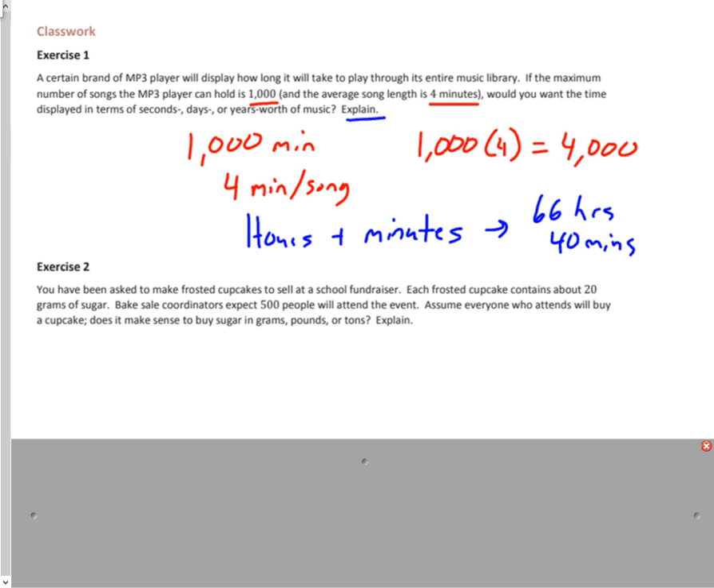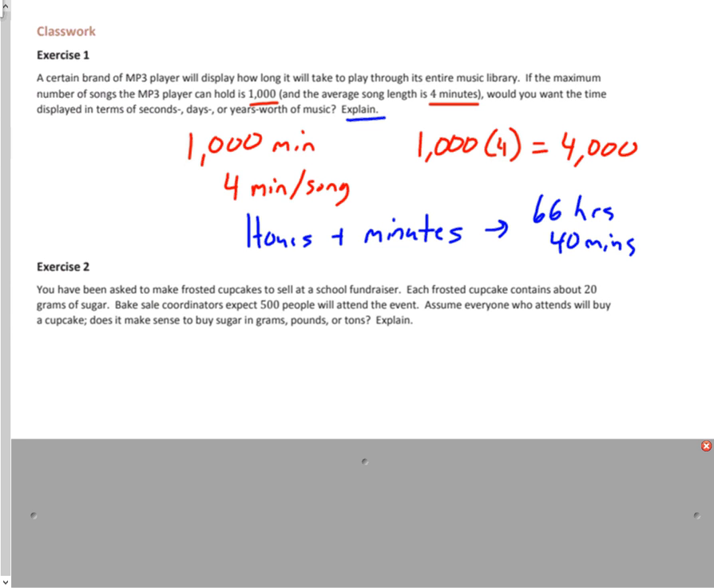Let's look at a second example. It says, you have been asked to make frosted cupcakes, yes, love cupcakes, to sell at a school fundraiser. Each frosted cupcake contains about 20 grams of sugar. I don't know if that's a lot. It might be. Bake sale coordinators expect 500 people will attend the event. Assume everyone who attends will buy a cupcake. Does it make sense to buy sugar in grams, pounds, or tons?